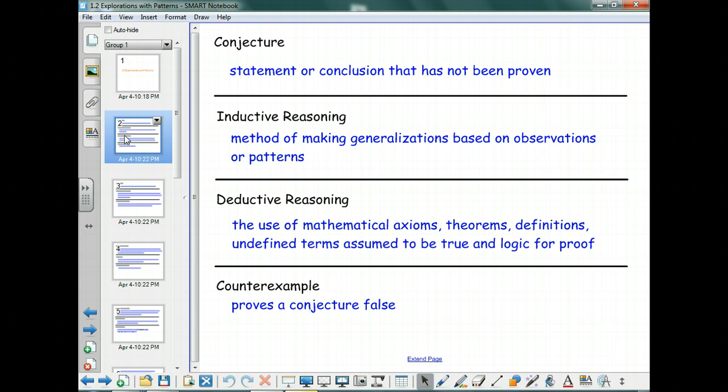The other one is deductive reasoning. Deductive reasoning is the use of mathematical axioms, theorems, definitions, or undefined terms, assumed to be true, and logic for proof. The kinds of things you've done before with this have to do with, say, for instance, solving equations. You know from experience that it works, right? But the reason it works is not because you've just done it a bunch of times and it works. It works because there's an underlying theorem that tells you that. Something that always is true, regardless of what your experience tells you.